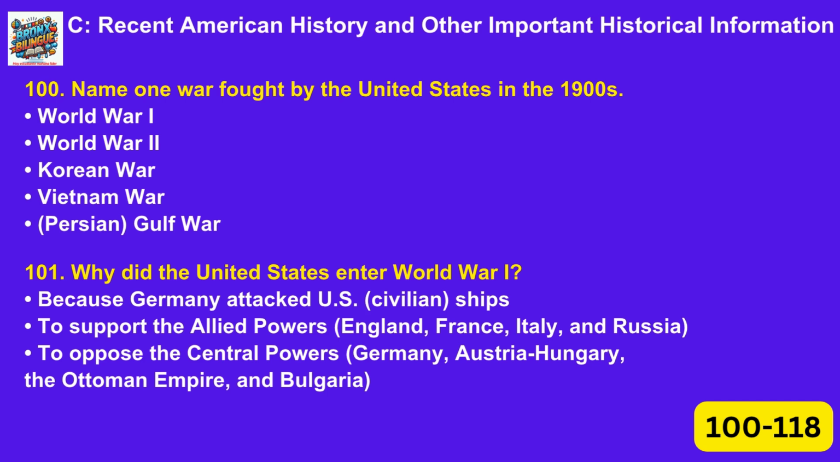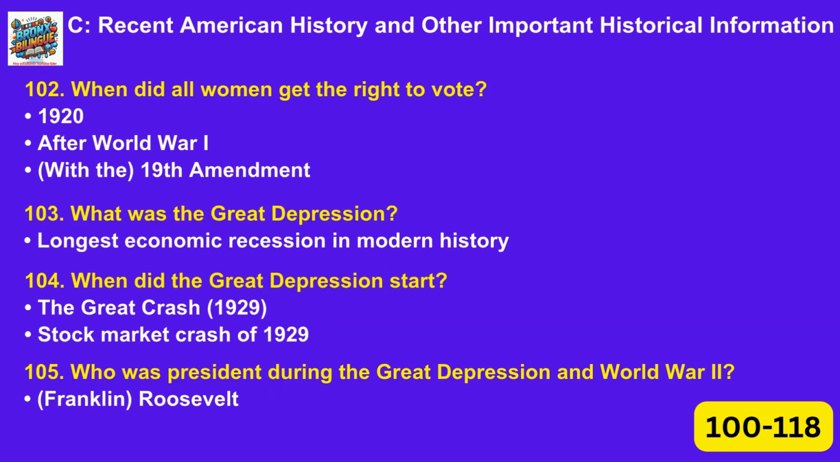C. Recent American history and other important historical information. 100. Name one war fought by the United States in the 1900s. World War I, World War II, Korean War, Vietnam War, Gulf War. 101. Why did the United States enter World War I? Because Germany attacked U.S. ships, to support the Allied powers, to oppose the Central Powers. 102. When did all women get the right to vote? 1920. After World War I.